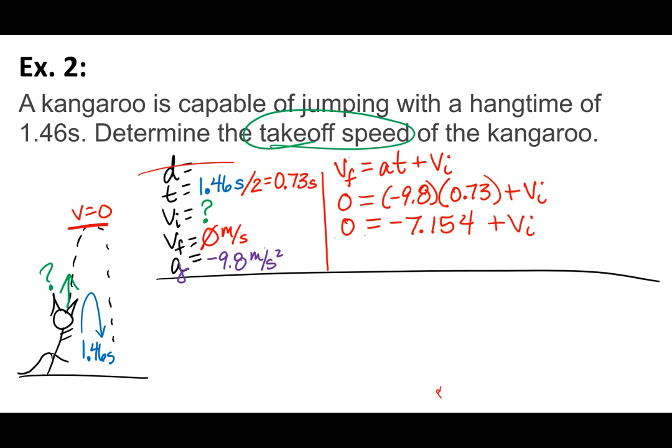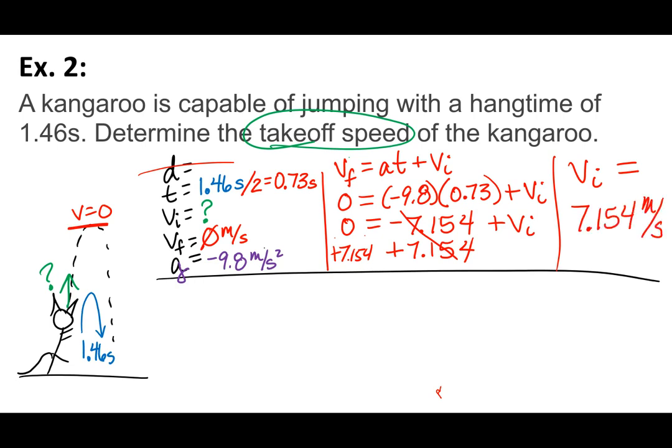Since this is negative, we will add it to both sides. And we get a final answer, VI, equal to 7.154 meters per second. So that is one way to do it.